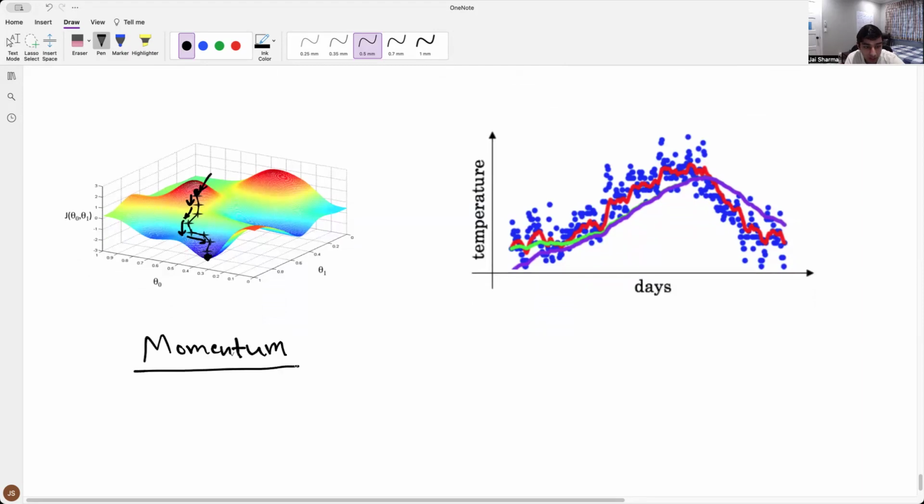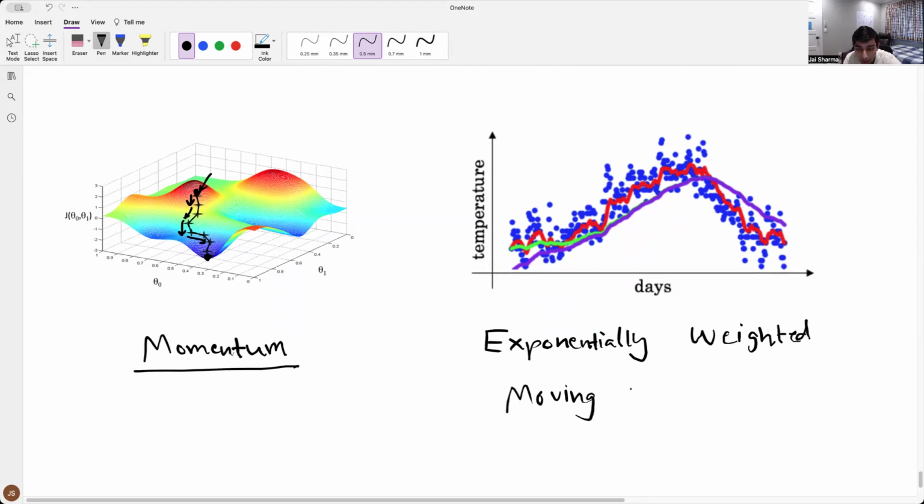Okay, so one of the key things to understanding momentum, and I guess also RMSprop, is this idea of exponentially weighted moving averages.